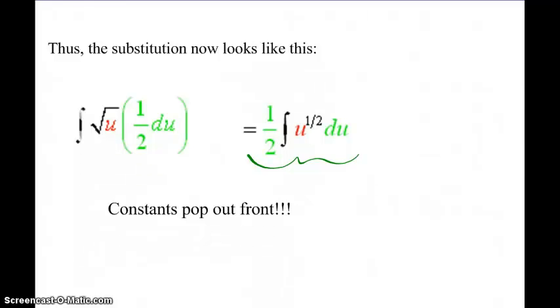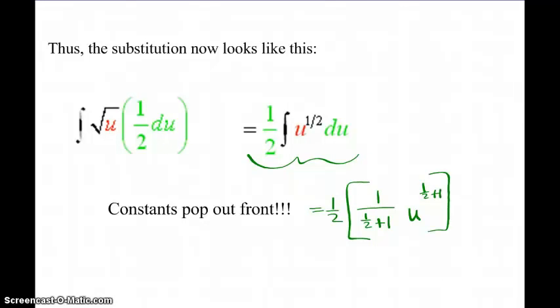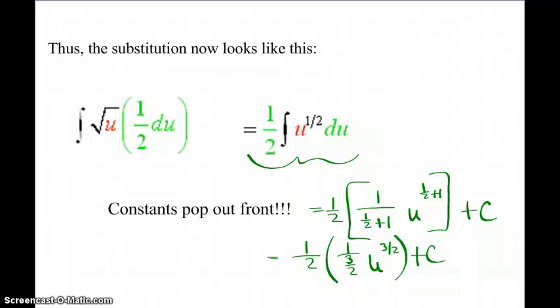Now I'm going to use the power rule. I'm going to actually find the antiderivative function. My constants pop out front. I have 1 over n plus 1, u to the n plus 1 plus c. So this is 1/2 times 1 over 3/2, that's a 3, u to the 3/2 plus c.